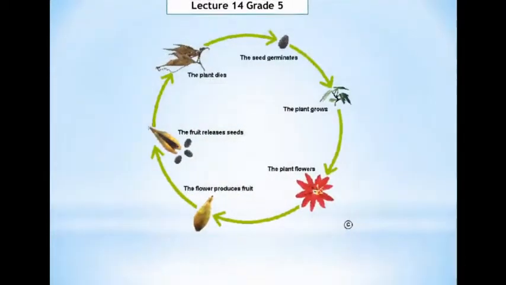You can see the life cycle of a plant in this picture. It starts when the seed germinates. The plant grows. The flowers appear on the plant. The flower produces fruits and the fruits release seeds. And the plant dies and again converts into a seed, the seed germination starts and thus the cycle has begun.